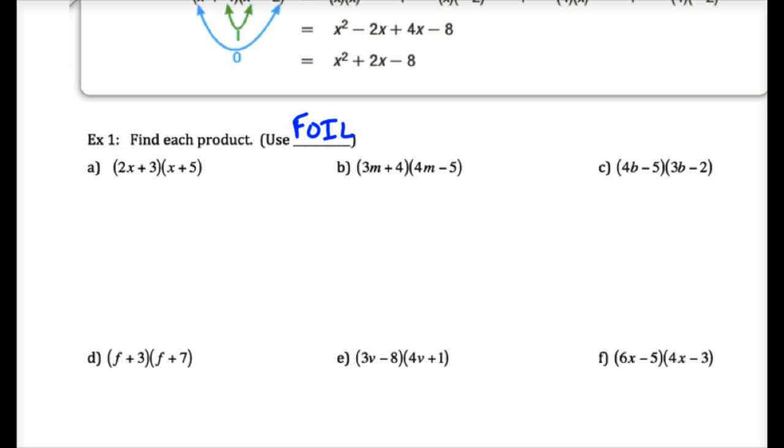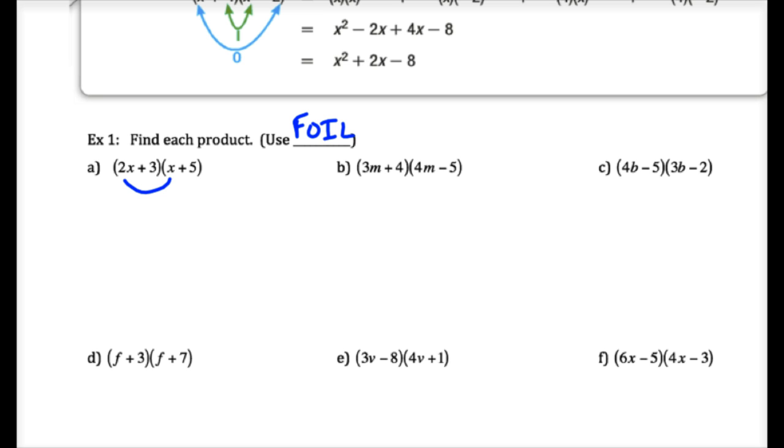Problem A. Read us the first binomial. 2x plus 3. Read us the second binomial. x plus 5. We're going to multiply them together. What does F stand for in FOIL? First. What do you think the first pieces of each binomial are? 2x and the x. Everybody put an arrow going from 2x to the x. Those are the first pieces. That's what the F stands for.